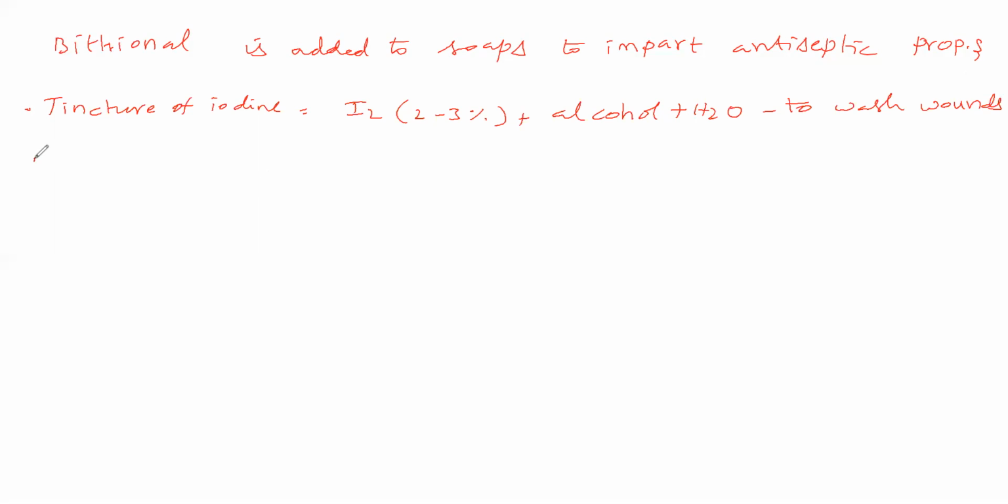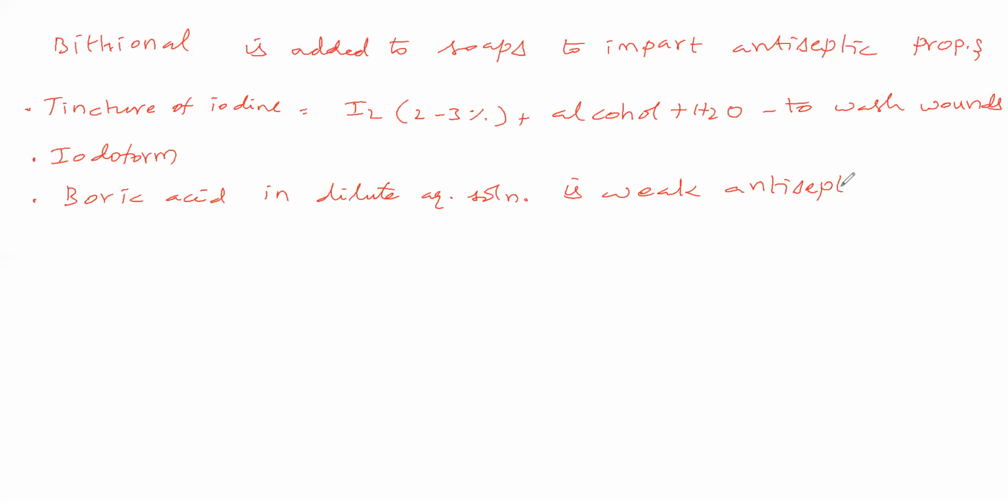Next antiseptic is iodoform. Next antiseptic we will see is boric acid in dilute aqueous solution. Boric acid in dilute aqueous solution is a weak antiseptic. This weak antiseptic is used for the eyes.